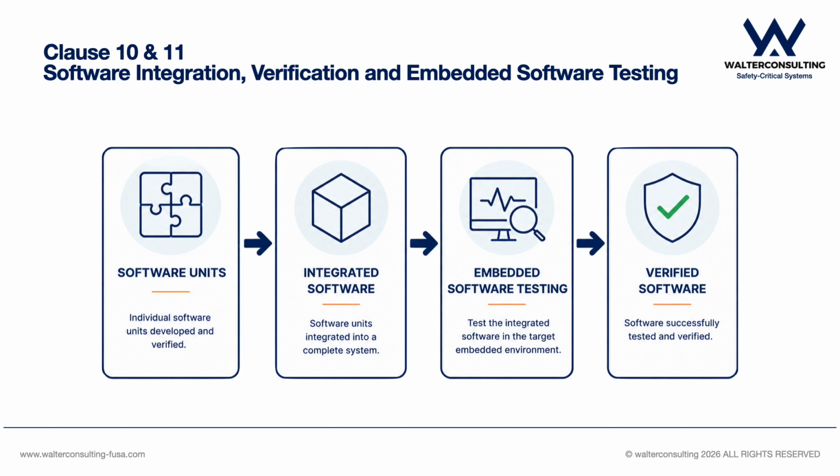Individual software units are gradually integrated into larger software components. As integration progresses, interactions between software elements become increasingly important. Verification activities confirm that the integrated software behaves correctly. Finally, embedded software testing evaluates the complete software running within its intended environment. These activities provide confidence that the developed software fulfills its safety-related objectives before system-level integration continues. Now that we've explored the software lifecycle, let's see how Part 6 fits into the overall ISO 26262 framework.